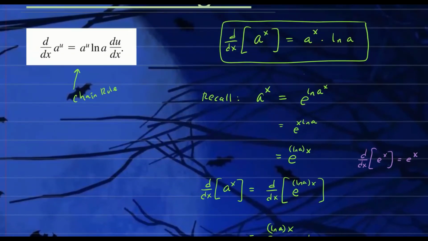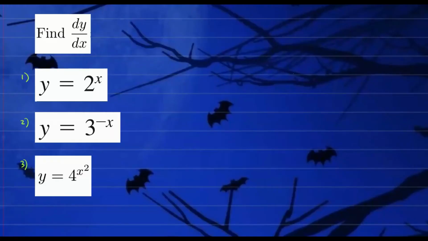Now, to generalize this formula, we have on the right-hand side the chain rule version. If u happens to be a function other than x, then the derivative of a to the u is simply a to the u times ln of a times the derivative of what's in the exponent. That's what you have to remember. Let's go ahead and work out these problems.